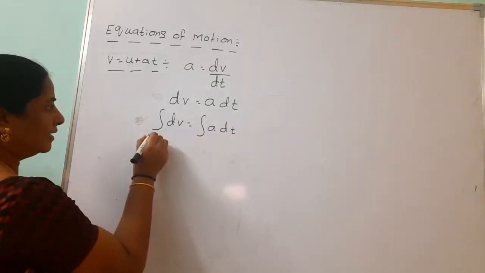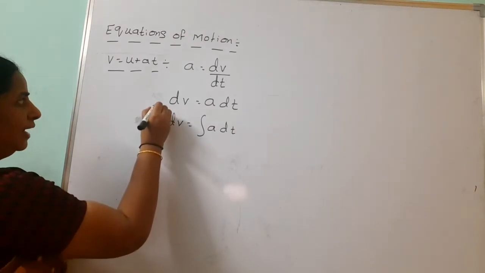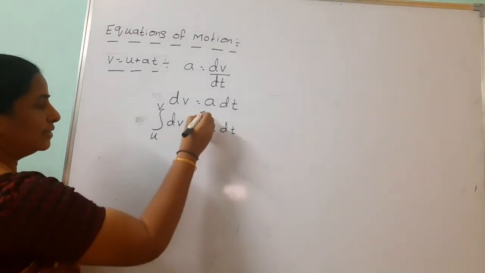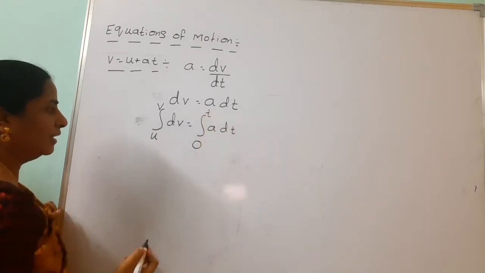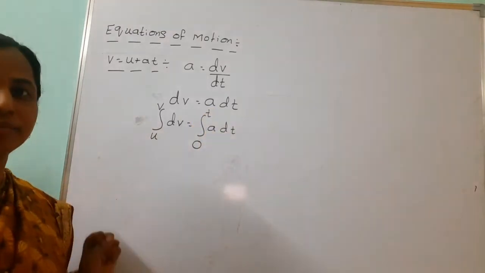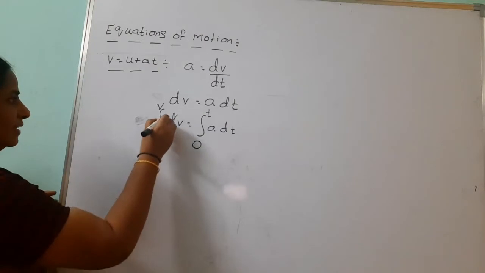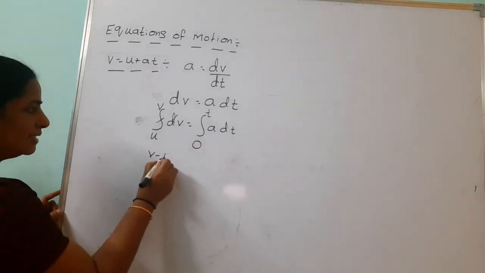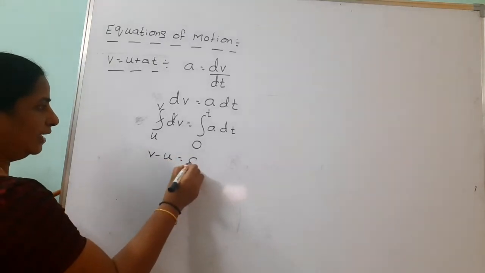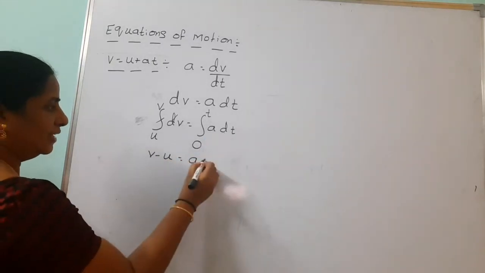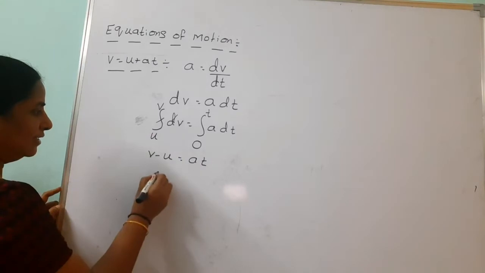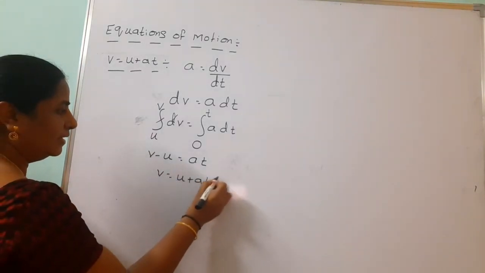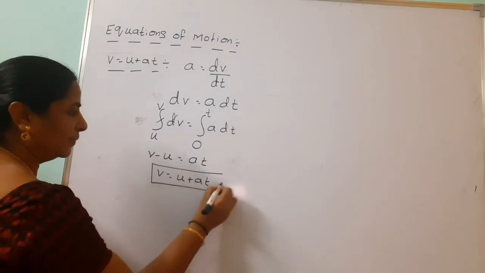The initial velocity, starting velocity, is u and the final velocity is v. Here the initial time we can take as 0 seconds, then after t seconds the velocity becomes v. Integration and differentiation cancel. First apply the upper limit minus the lower limit, equals a into the integral. You are getting this, so from this v equals u plus at. This is the first equation of motion.